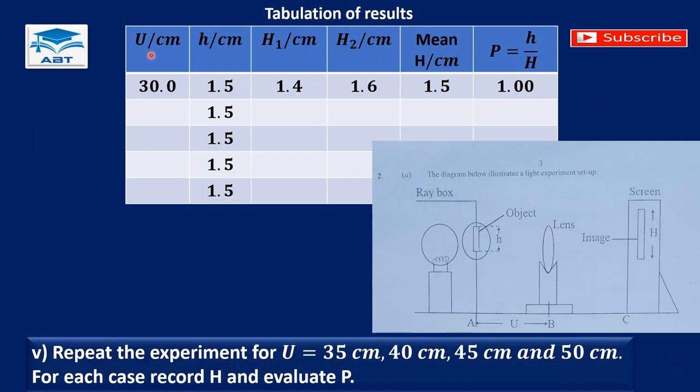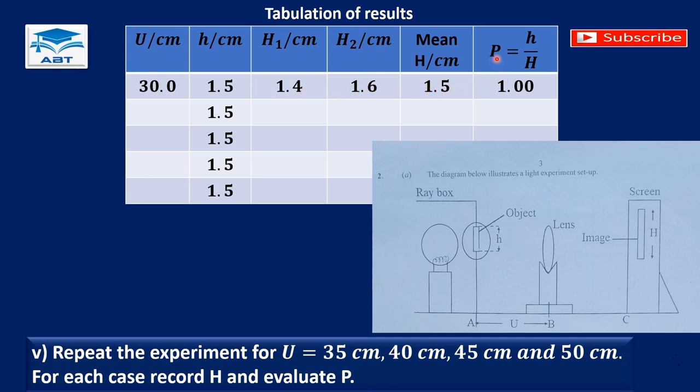So we have U in centimeters and it's 30.0 centimeters. And the height of the object also in centimeters. The height of the object is 1.5 and it's not going to change throughout the experiment. And the height of image is also in centimeters. This is the first trial, 1.4. The second trial is also 1.6. And this is the mean height also in centimeters. That is 1.4 plus 1.6 divided by 2.